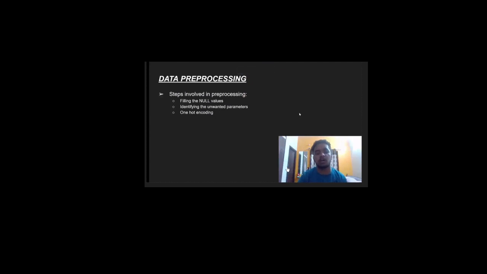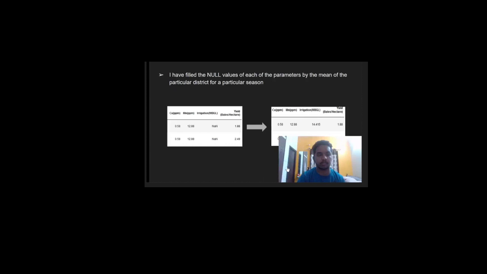So let us talk about data preprocessing. In data preprocessing, the steps involved are filling the null values, identifying the unwanted parameters, and one-hot encoding. To fill the null values, I have taken the mean of the particular district for a particular season, and I used that mean to fill the null values. The next step is identifying and removing the unwanted parameters. But before doing it, I did one-hot encoding, because during one-hot encoding we will get so many other columns, and we can drop those columns while doing feature selection.